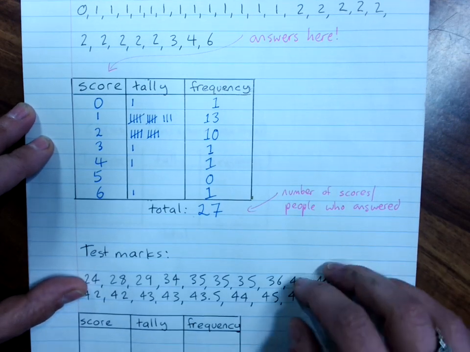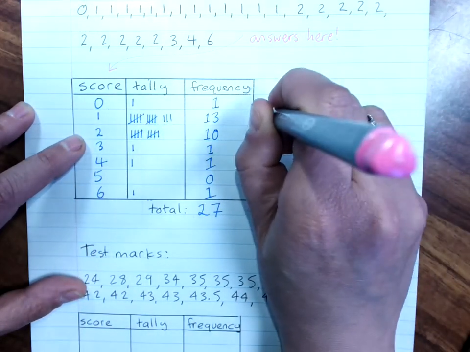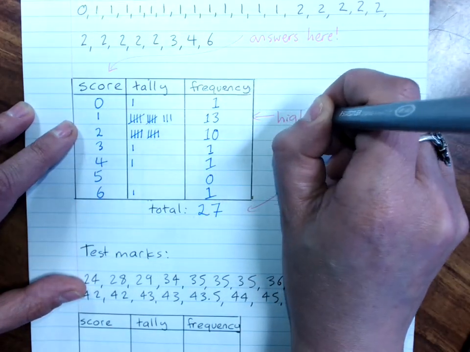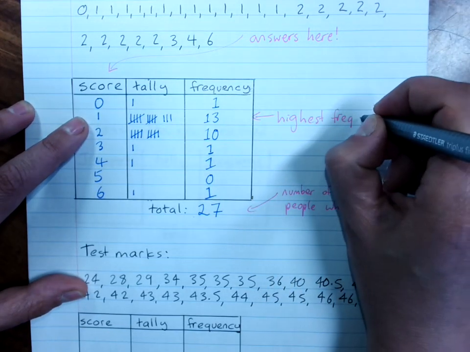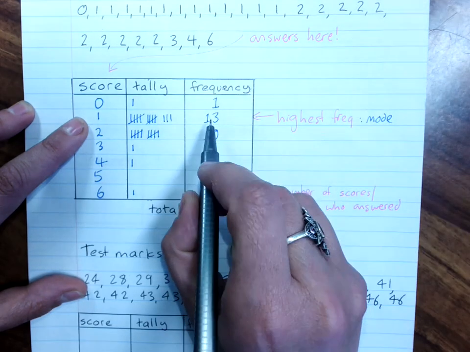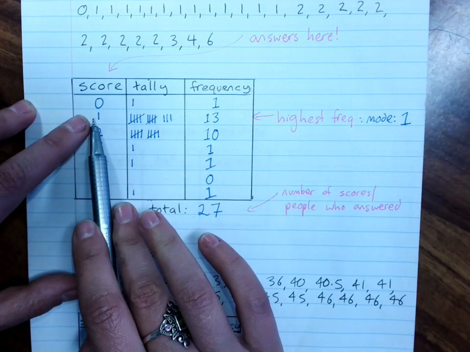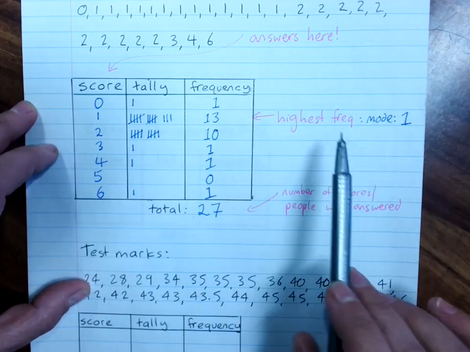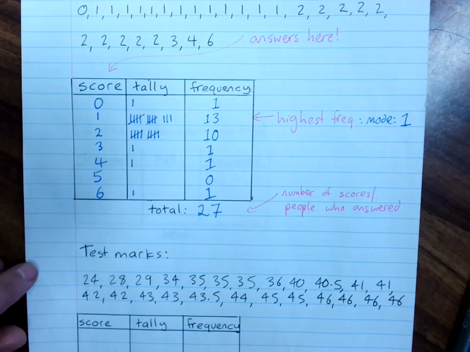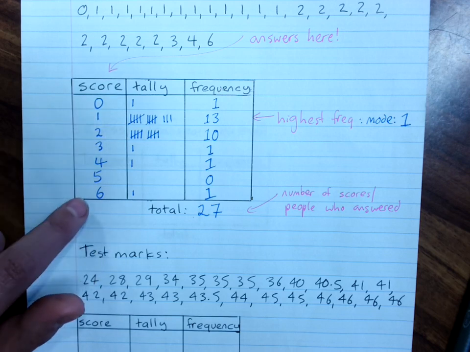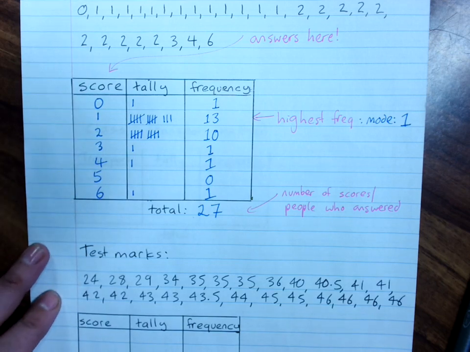So you can see immediately what our mode is. The mode is the highest, the answer with the highest frequency. So the mode, now the mode does not equal 13, the mode equals 1, because 1 was given 13 times. To get the average, a little bit harder. We can learn to get the median, and to get the range, of course, is the highest score minus the lowest score, so the range would be 6.